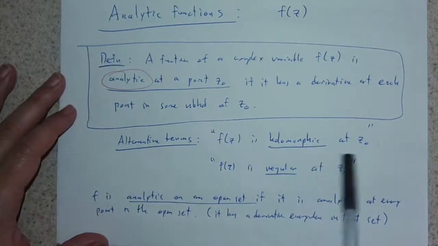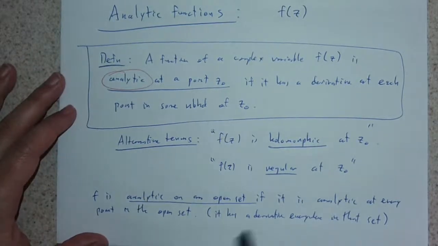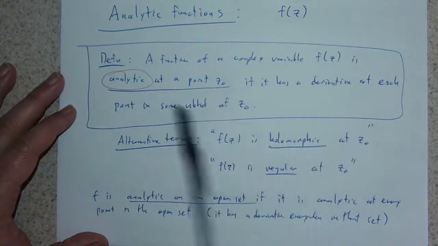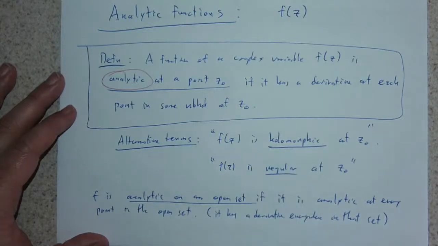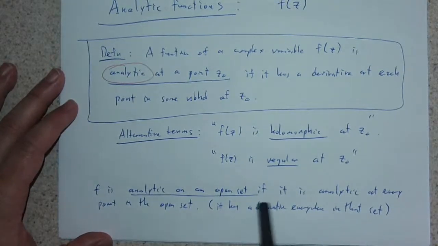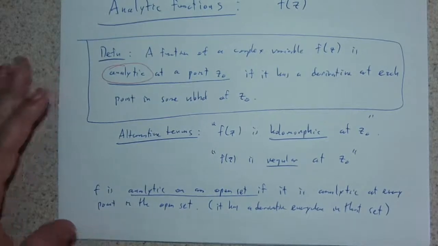So f of z is holomorphic at z0. This means the same thing. f of z is regular at z0 means the same thing. So I will use these interchangeably. The most common one that I'll use interchangeably is saying that it's holomorphic. And the definition of being analytic on an open set is if it's analytic at every point in the open set. That is, it has a derivative everywhere in that set.